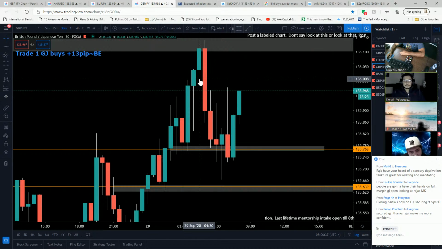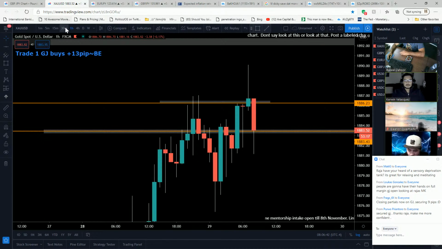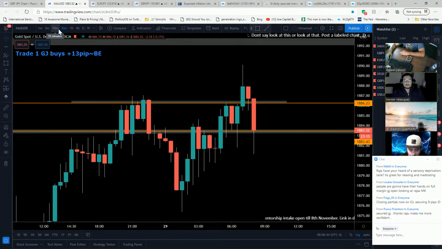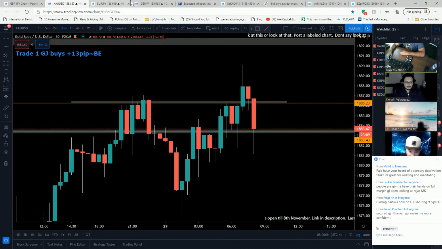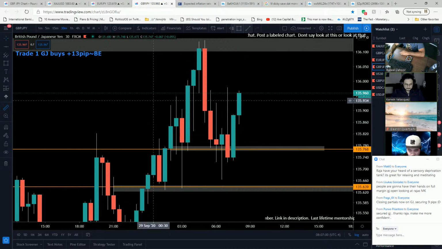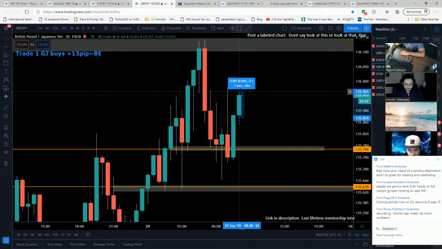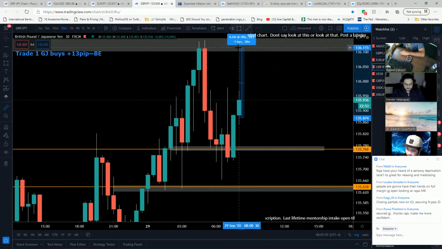Oof. Look at that. Looks like the fake out played really well on gold. Fake out on 30 minutes. Well, I guess congratulations again to people who took the buys on GJ and are securing positions here and anticipating it to continue moving bullish.